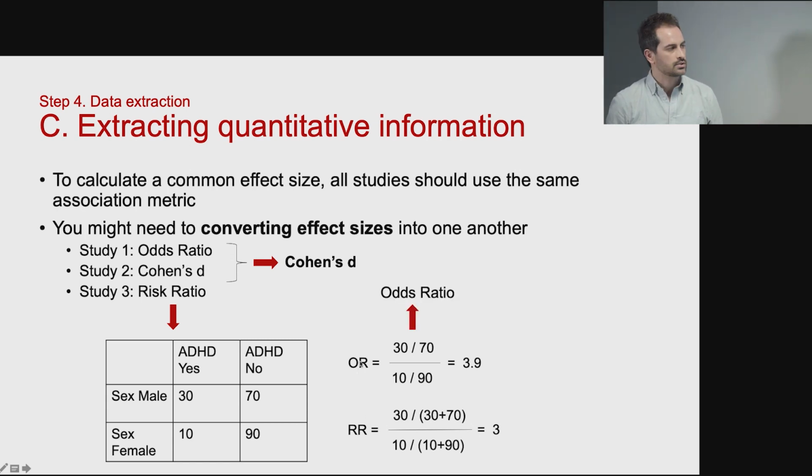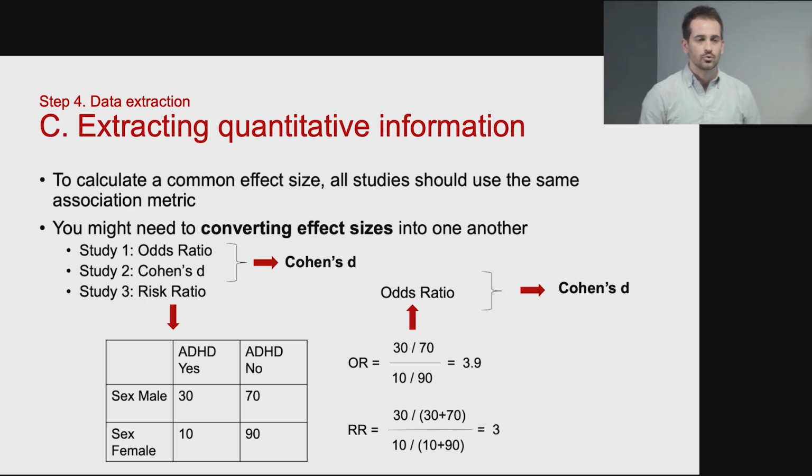And once you calculate the odds ratio, we applied the formulas we saw before, and we can convert the odds ratio into Cohen's d. And now all three studies are in the same metric. So this is just an example to see that sometimes you may want to discard a paper because it does not have the same effect, the same association, but we may want to think about whether it's possible to convert between these effect sizes. Sometimes it's not possible. Sometimes you need a little passage, but then you can convert all those effect sizes.